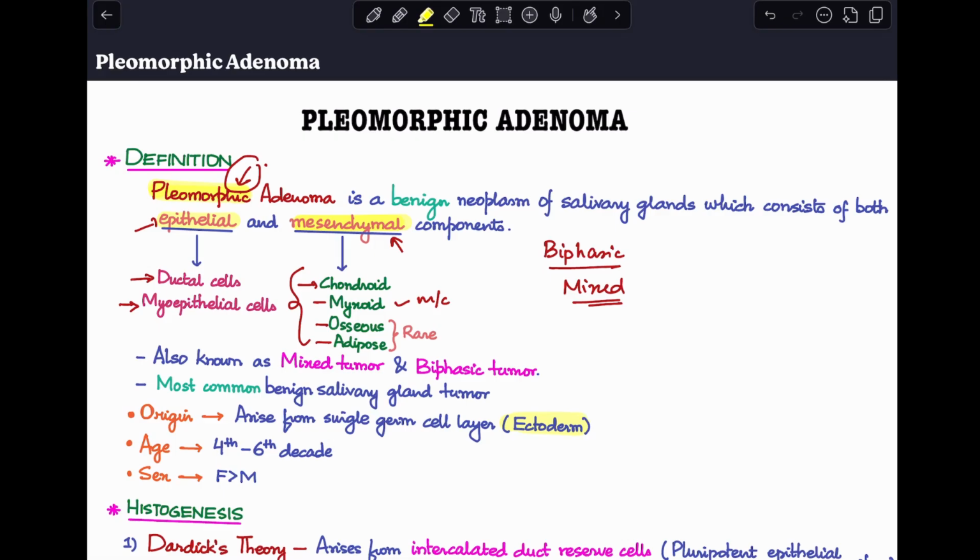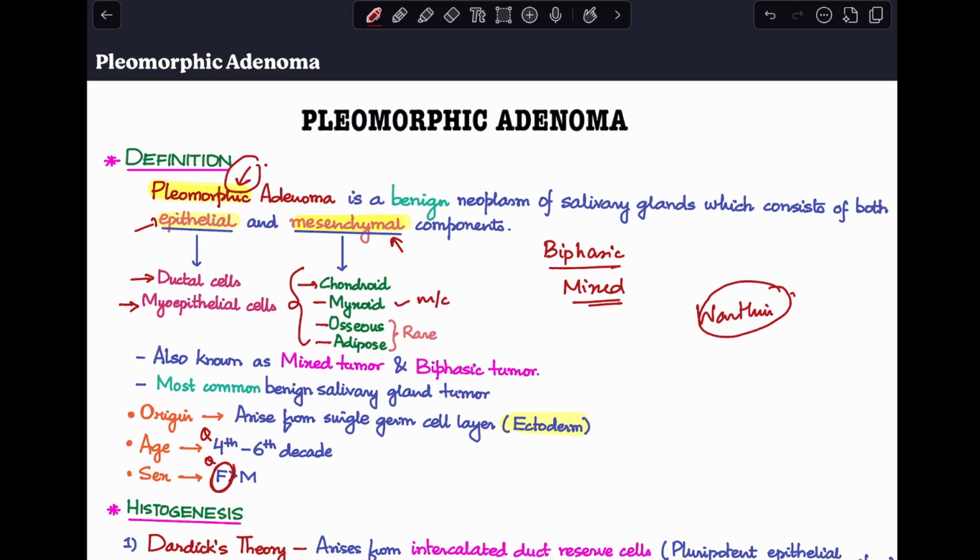The most common age group involved is the 4th to 6th decade, and another important MCQ is that there is a female preponderance in pleomorphic adenoma. MCQ question right here: can you name a benign salivary gland tumor which has a male preponderance? The answer would be Warthin's tumor. Other than Warthin's tumor, every other benign salivary gland tumor has a female preponderance. So that's all about the basics of pleomorphic adenoma.